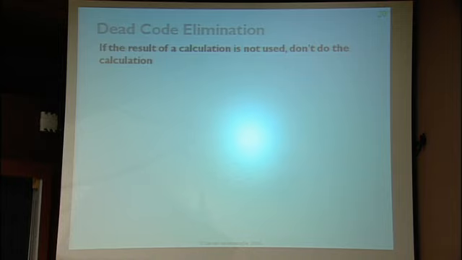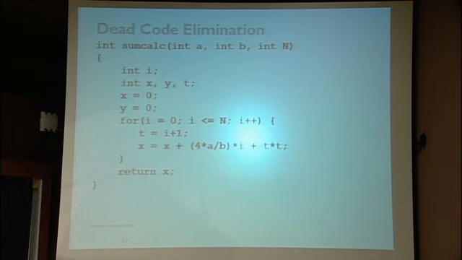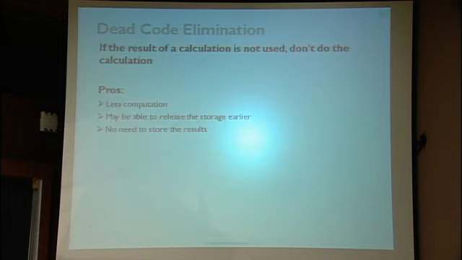Okay. Next thing is dead code elimination. So if you are doing something that nobody is using the value of, why do you do it? Less computation, and maybe less storage because you're not storing these values you're computing, and that's really nice. And there's not much bad about dead code elimination. Dead code is pretty dead, you can get rid of it.